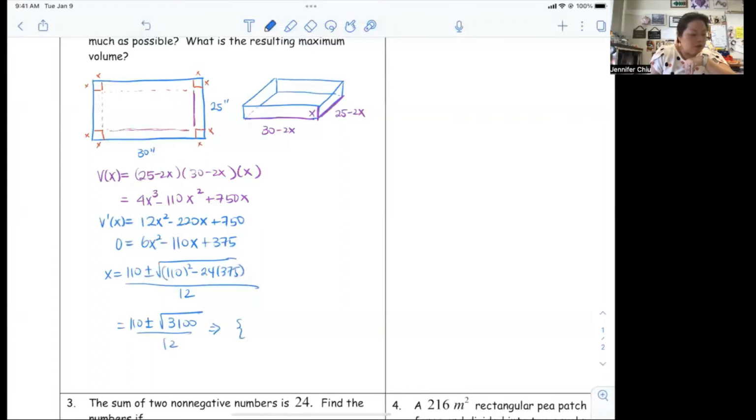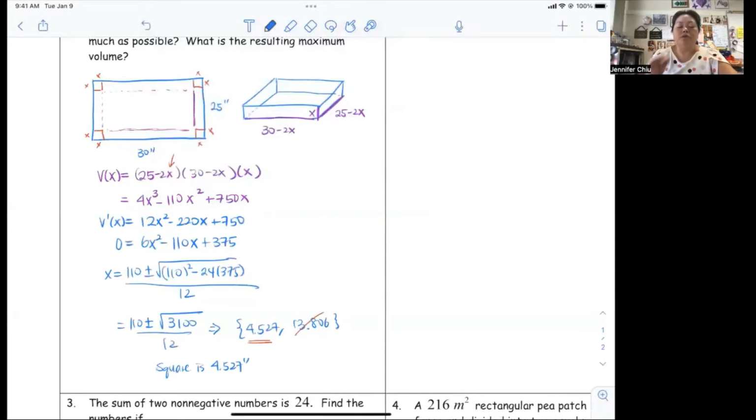And you'll get two answers. You get 4.527 and 13.806, right? And you know that because this is the side length that we're cutting into the box, you cannot cut 13 right here, because if you plug that in, you will actually get 25 minus 26. You don't have enough to cut out. So the big number goes away. Our true answer, the size of the square, will be 4.527. So the square is 4.527 inches, right? Because a square is the same on all sides, so you can just mention one of the sides.